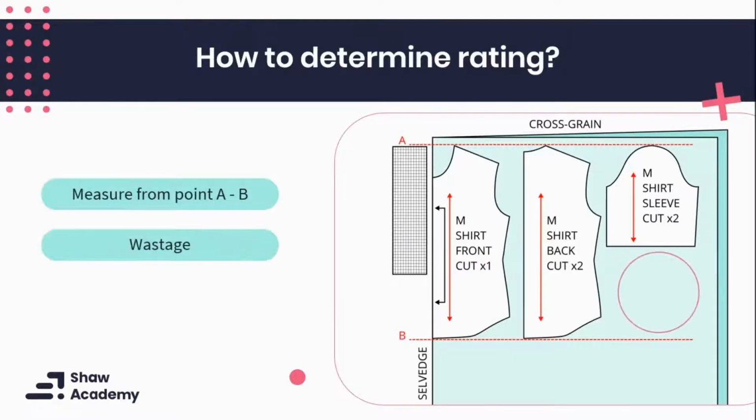The open space that you can see on your screen where the circle is would be considered wastage. That is why you need to create the best economical layout as possible. Once you have the amount used in centimeters, you can work out the cost of your garment. Now this we will go through in the next lesson, so don't worry about that now. But this is how you would determine your rating. You measure from point A to point B.